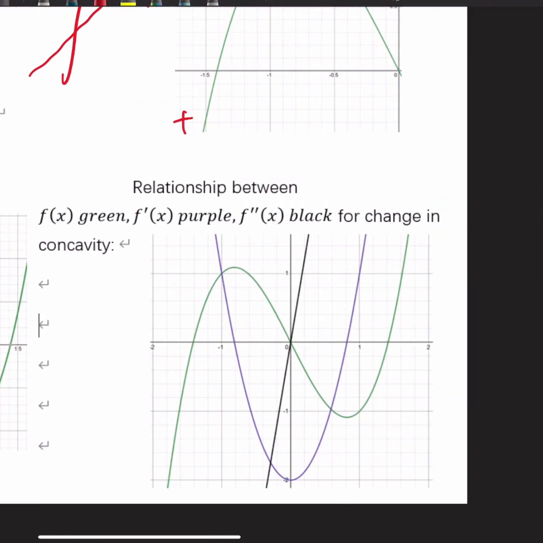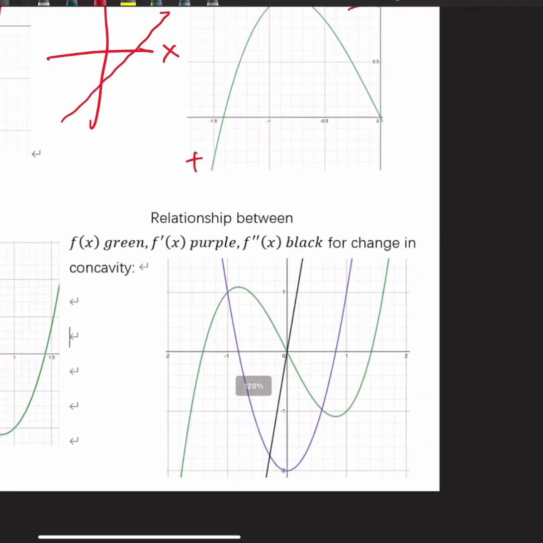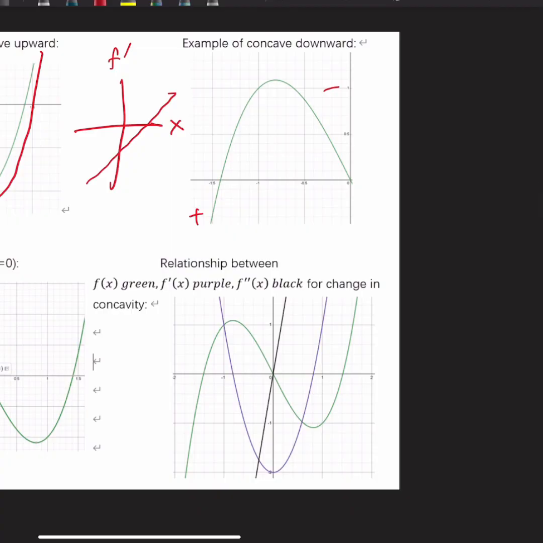And here's the relationship between f of x, f prime of x, and f prime prime of x. This whole function here, we see the first derivative, which is the purple, decreasing. It goes from positive to more and more negative until this inflection point at x equal to 0. It's a turning point for the first derivative, and after that the slope is increasing. And the second derivative just goes from negative to positive.